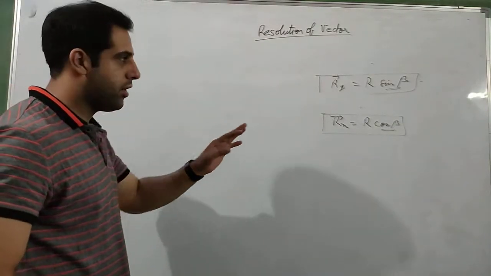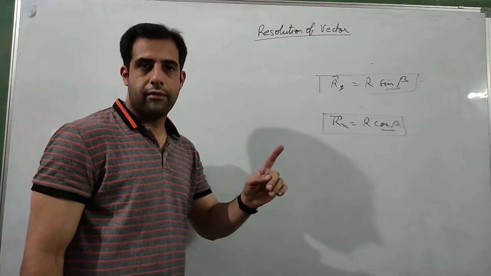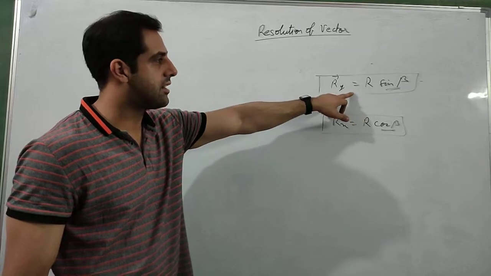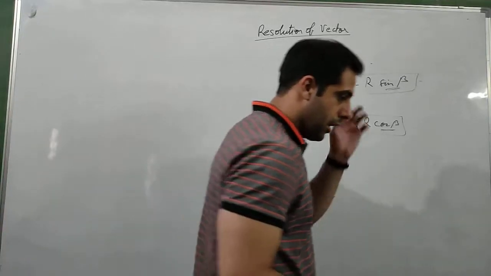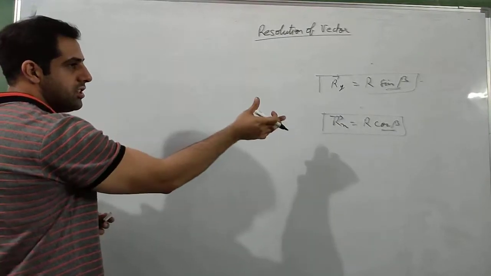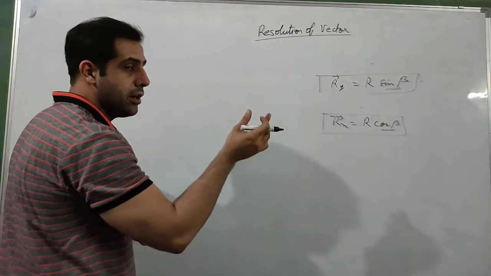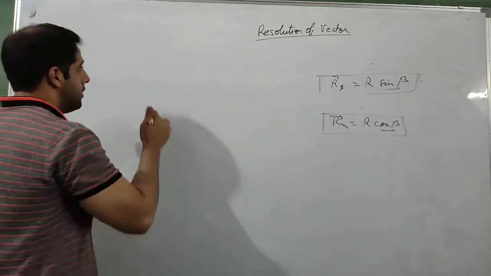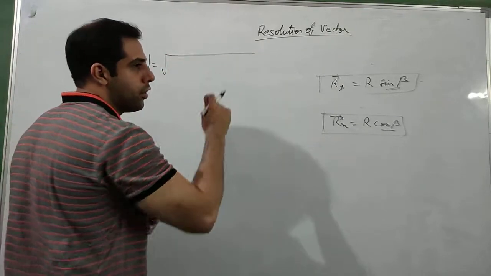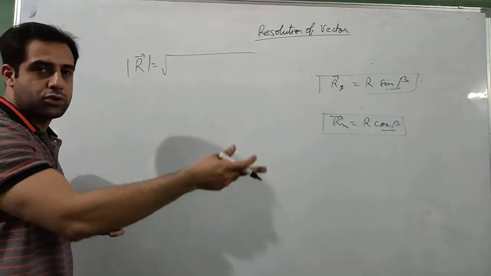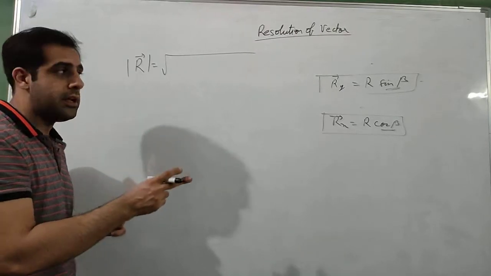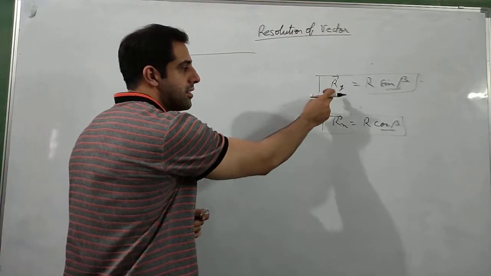Now in the previous video we split one given vector r into two component vectors, r cos beta along the x axis and r sin beta along the y axis. We can use these vectors to find the magnitude of the given vector r. The magnitude formula we already know: square root of a square plus b square plus 2ab cos theta, where theta is the angle between the two vectors a and b. Here, what is the angle between the two vectors ry and rx?